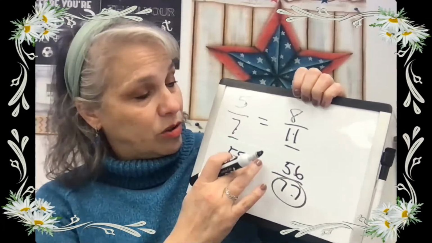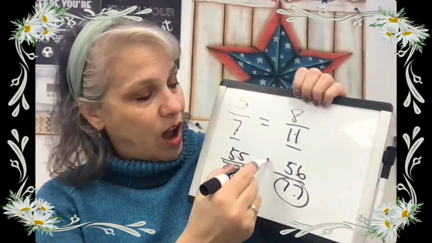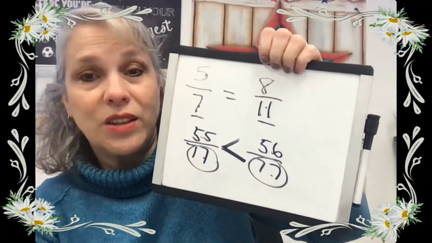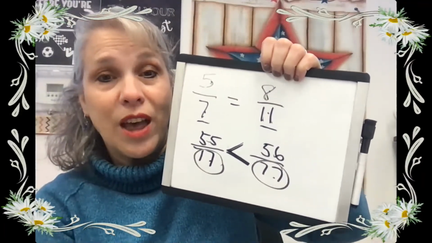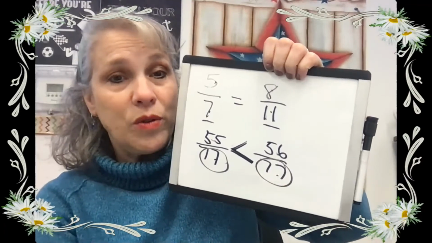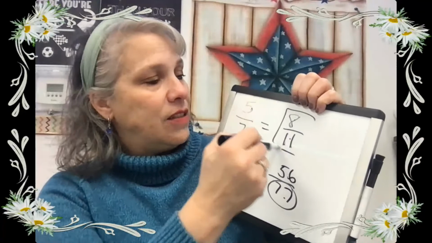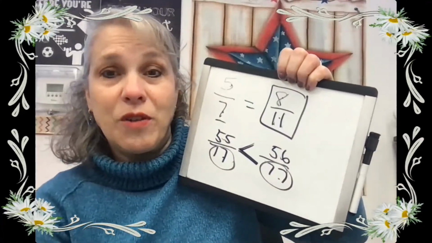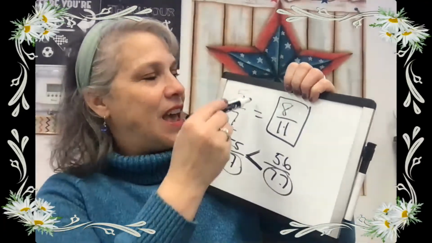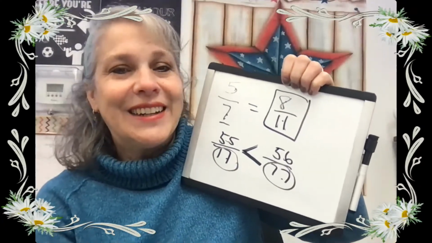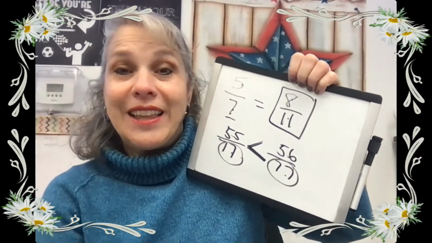And I can also say that 55 is less than 56. So that is a way that I can compare them. So I would rather have 8/11ths of a pie than 5/7ths because I want as much pie as I can get. So there you have it.